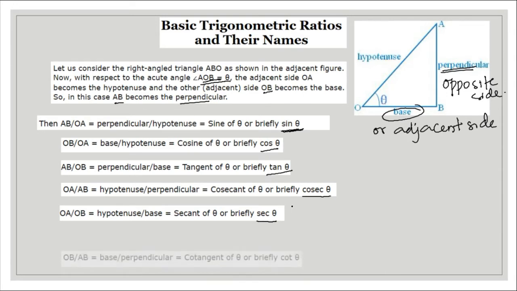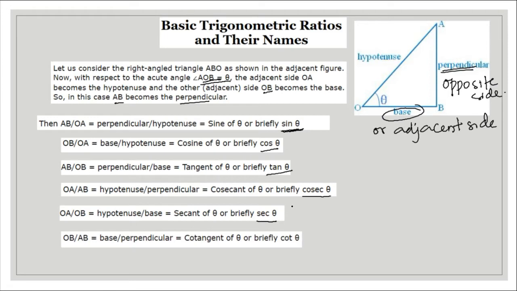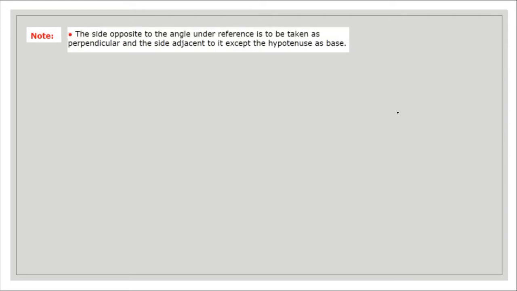And the last ratio, OB by AB, is base upon perpendicular. In other words, adjacent side upon opposite side. It is called cotangent of theta, and briefly mentioned as cot theta. Make a note. The side opposite to the angle under reference is taken as perpendicular, and the side adjacent to it, except the hypotenuse, is taken as base.